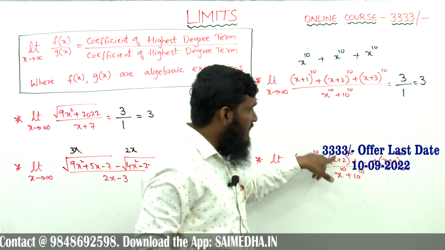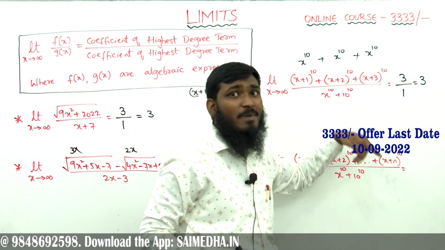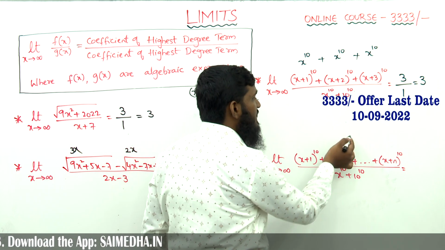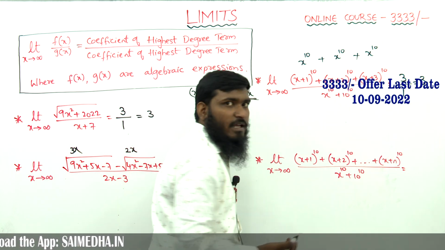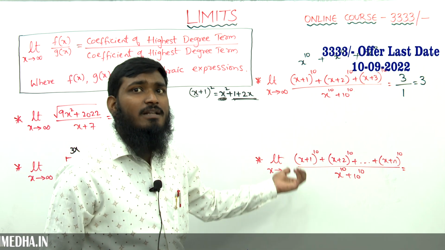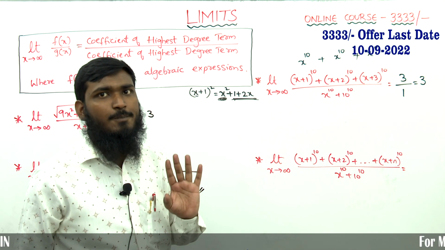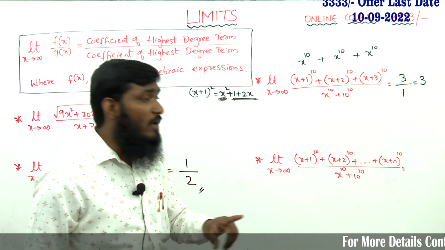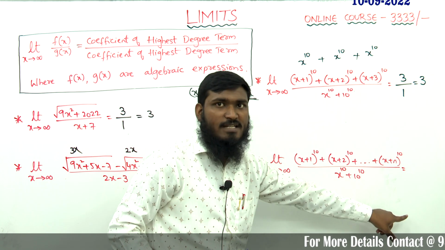In this one, x plus 1, x plus 2, and so on up to x plus n is given. The same process applies. We take x power 10 plus x power 10 plus x power 10, and so on. So we can easily decide that the highest degree term is x power 10. Now we have to select the coefficients. The coefficient of x power 10 in the denominator will be 1 only, same as before.